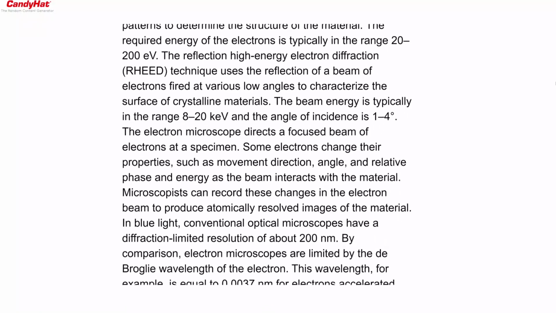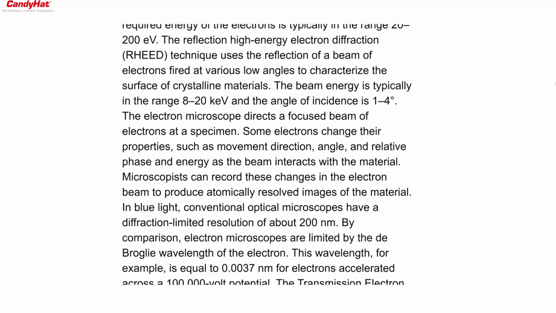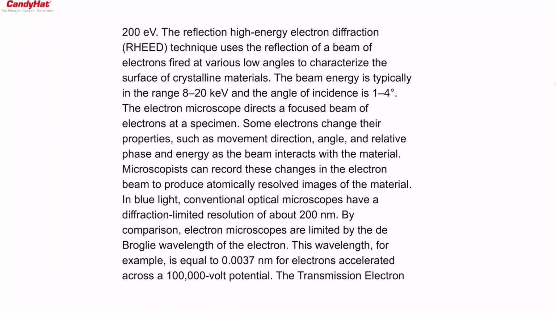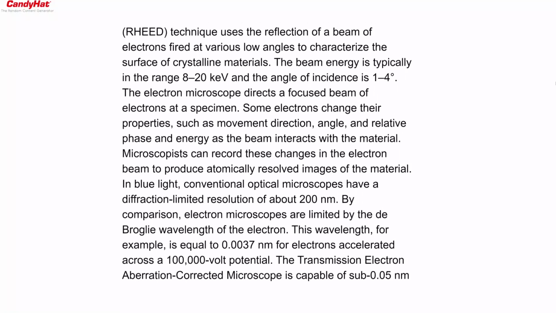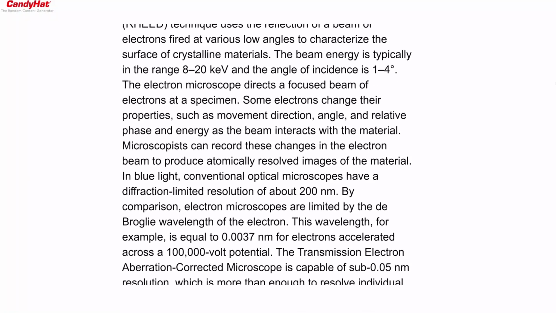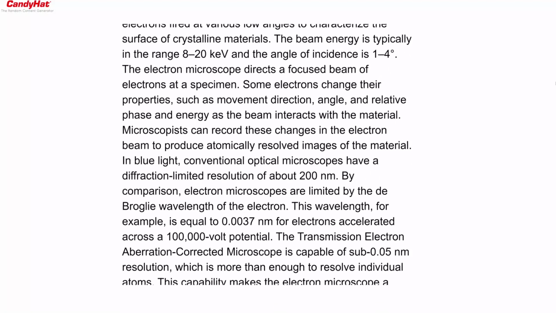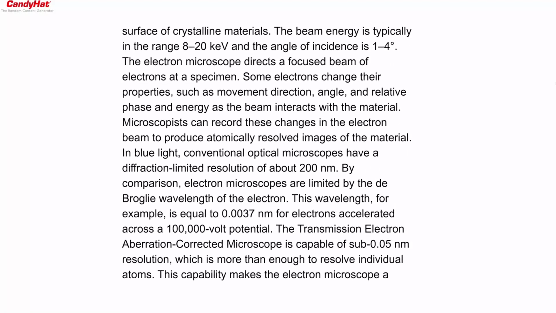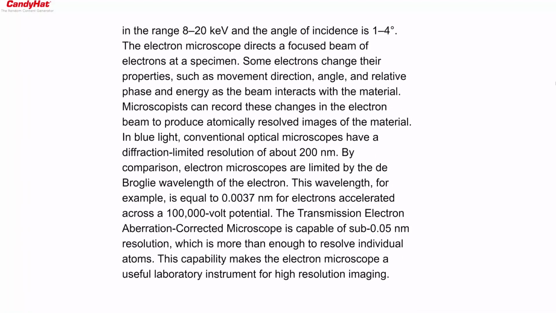The electron microscope directs a focused beam of electrons at a specimen. Some electrons change their properties, such as movement direction, angle, and relative phase and energy, as the beam interacts with the material. Microscopists can record these changes in the electron beam to produce atomically resolved images of the material.